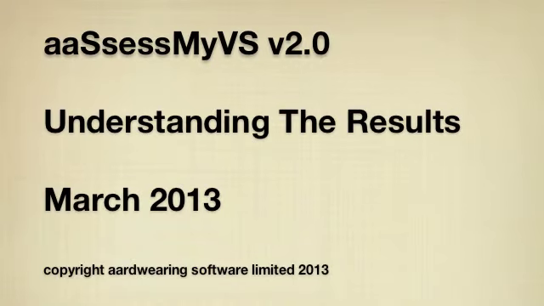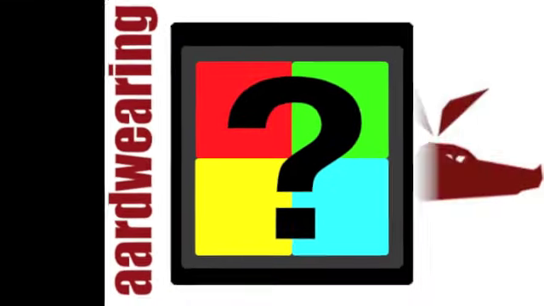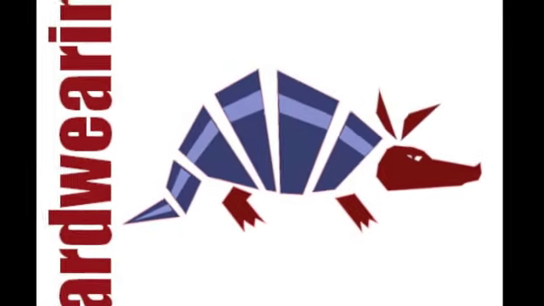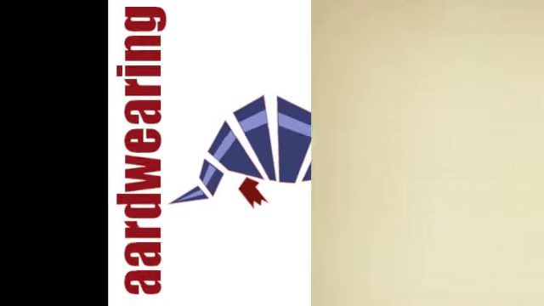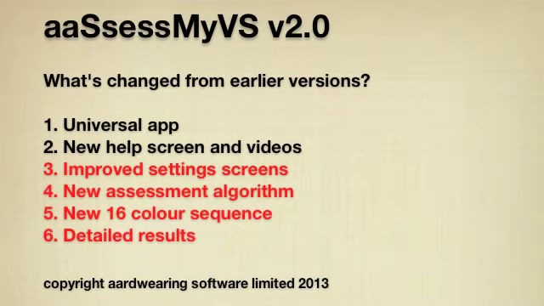This video is about understanding the results produced by the new algorithm in version 2.0 of aaSsessMyVS, the colour overlay assessment app from Aardwearing Software Limited. This version of aaSsessMyVS is much more powerful and flexible than earlier versions. This means that there's a lot more detail included in the test results.